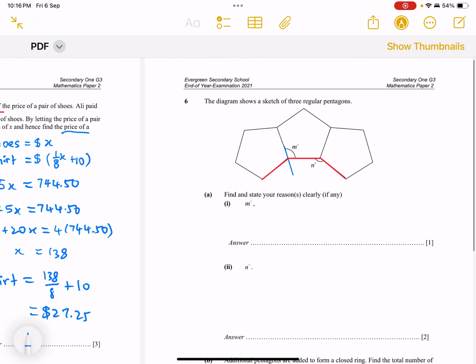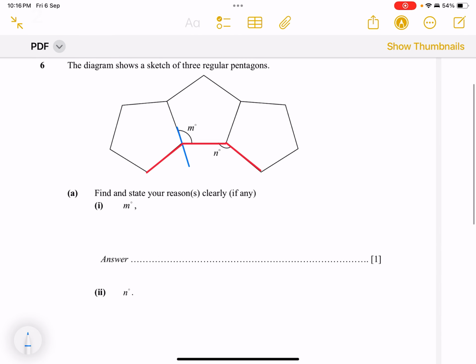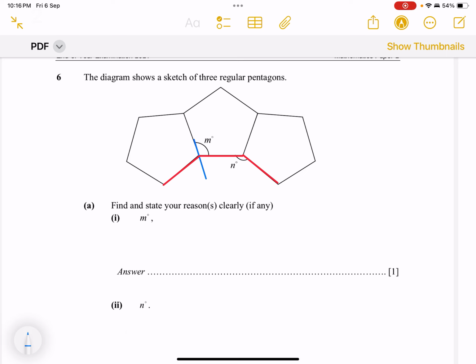The next sum is on polygons, and here we have three pentagons. We first want to find M. M is the interior angle. So for the interior angle, what we do is we find the exterior. It's easier to find the exterior angle. And the exterior angle will be 360 divided by 5, because there are 5 sides. That gives us 72 degrees.